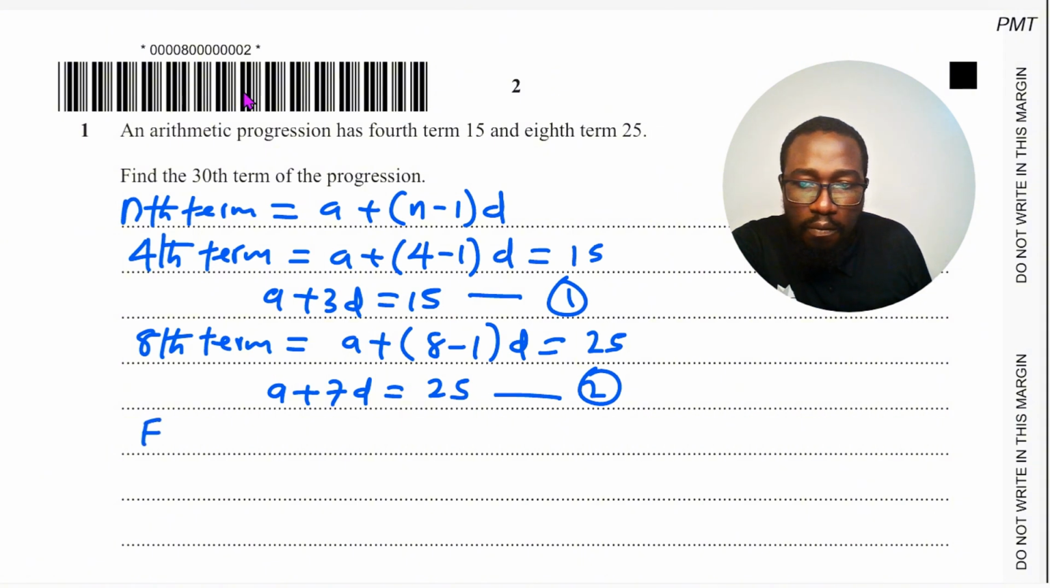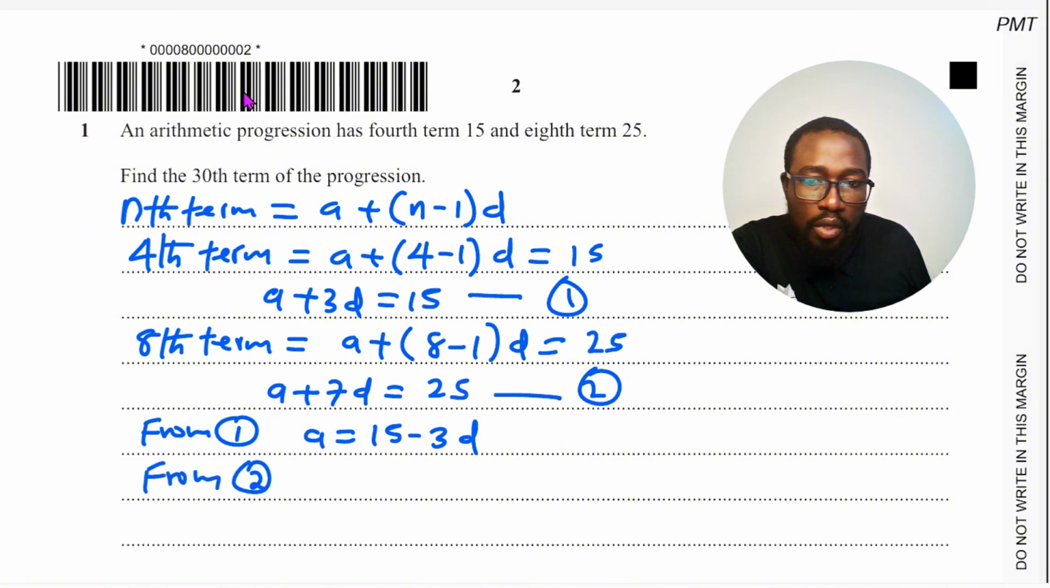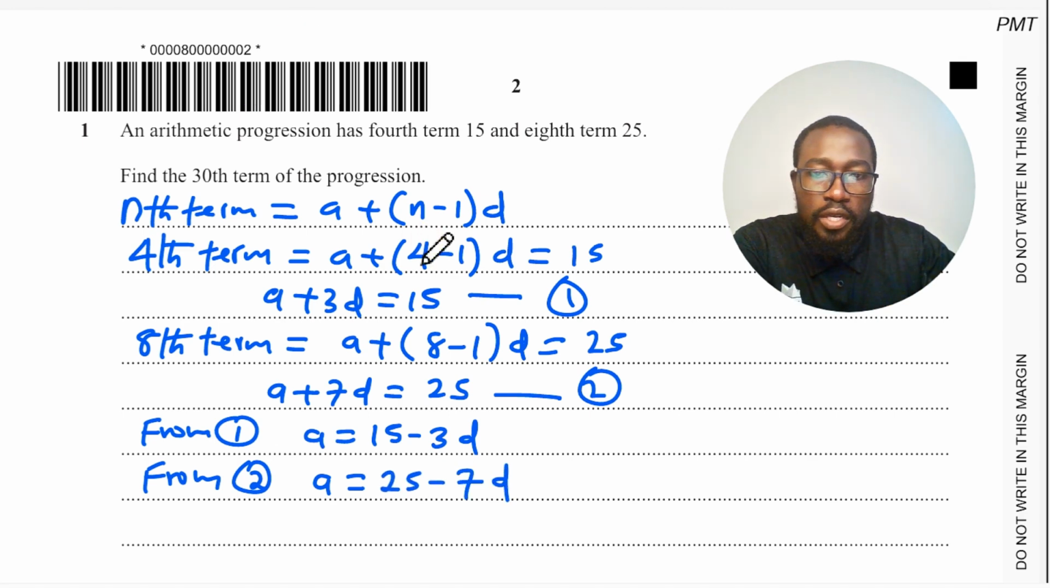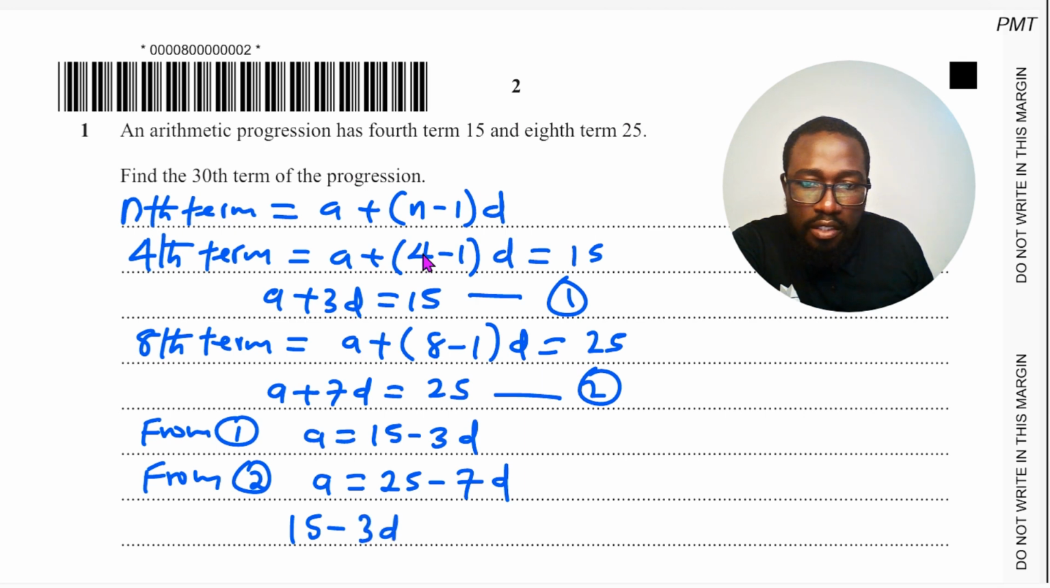So from equation 1, we can express A in terms of D as 15 minus 3D. And from the second equation, that is equation 2, we can express A as 25 minus 7D. So these two expressions are equal to A, so it means they are equal. So we have 15 minus 3D is equal to 25 minus 7D.